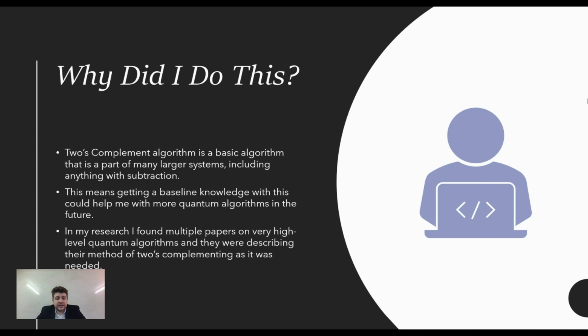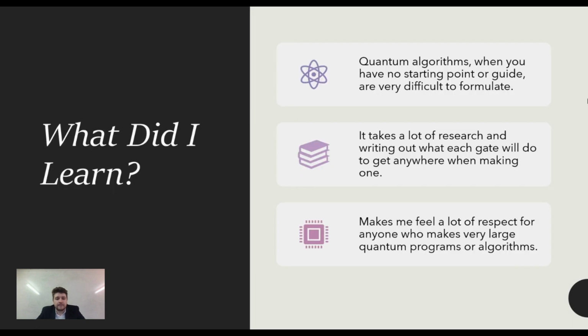Now, why did I go through all the trouble to make this? Well, the two's complement is a basic type of numbering system that is needed for almost all arithmetic sequences that will be used in quantum algorithms. Even if a number ever has to be negative or it ever has to be subtracted, two's complement will be taking part in it. That's why I believe learning to develop an algorithm like this is very important and will lead to success when I'm trying to develop much larger algorithms.